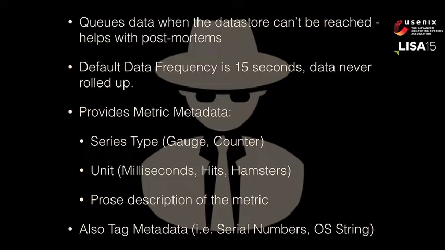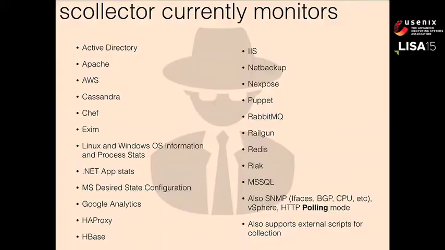And it'll provide some metadata about the metric. So what is the series type of this metric? What is the unit? What's a prose description? As a consumer, these are all things you want to know about a metric, so it sends this. It also sends some tag metadata. So for example, host equals nyweb01, we're going to have serial numbers, the OS string, stuff like that.